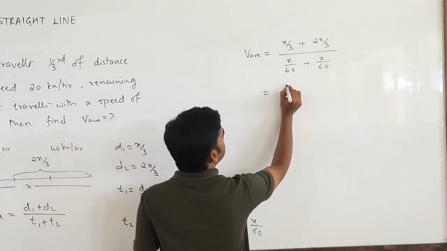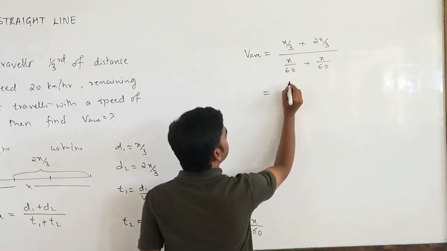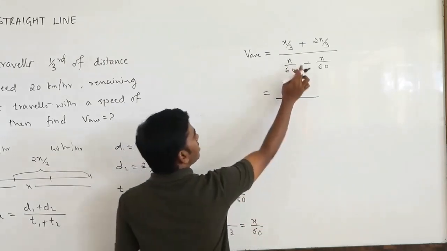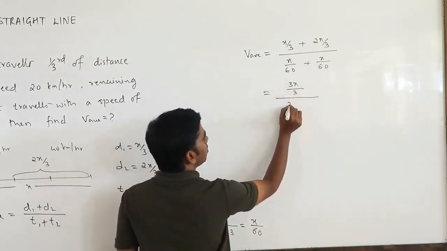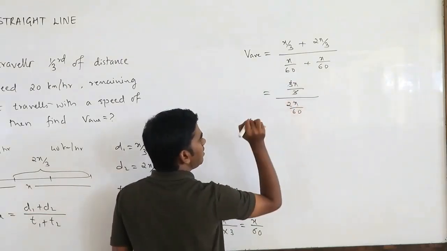3x by 3. So 3 will get cancelled. So 3x by 3, I will not cancel now please. So this x by 60 plus x by 60 is what? 2x by 60. Okay. So this 3 will get cancelled.